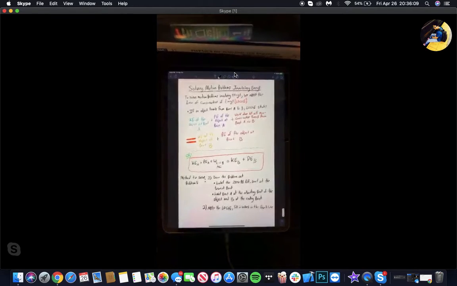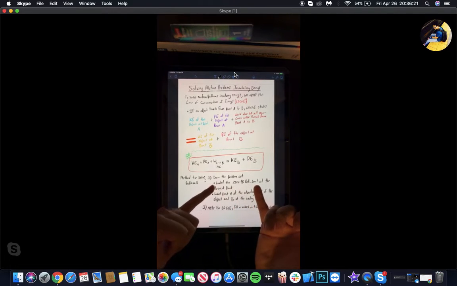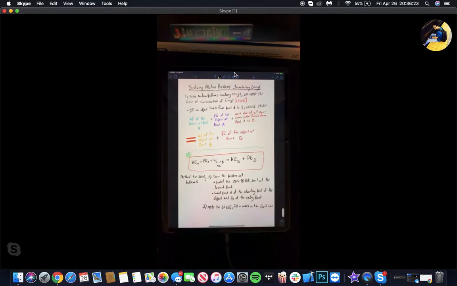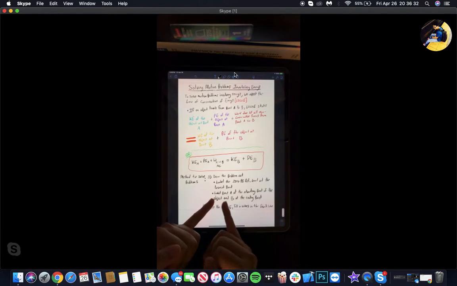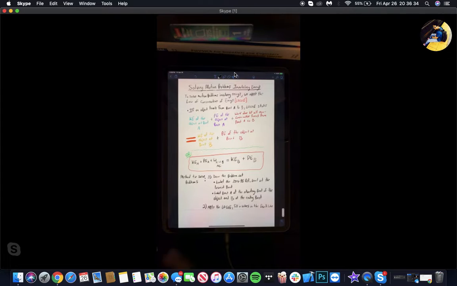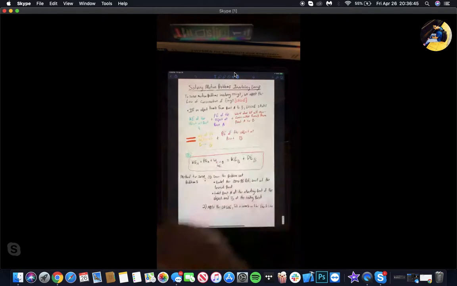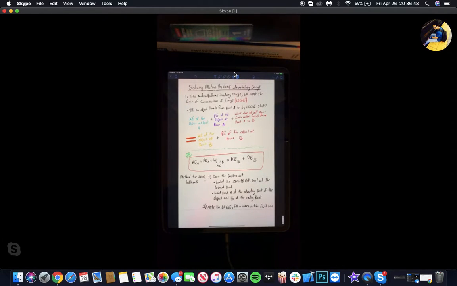The way you would start solving these is you draw the problem out, like any other problem. You always label your zero reference PE level at the lowest point. Again, it's arbitrary, so it doesn't matter where you label it. Label point A at the starting point of the object and point B at the ending point. And then you just apply the equation and solve. This is your method to solve each and every energy problem so far.